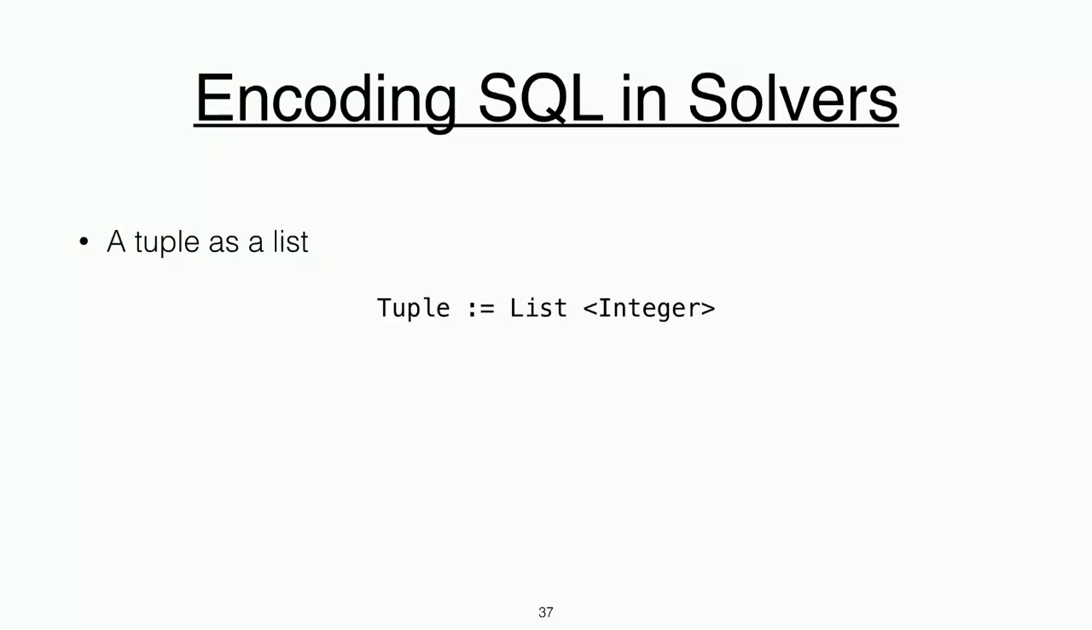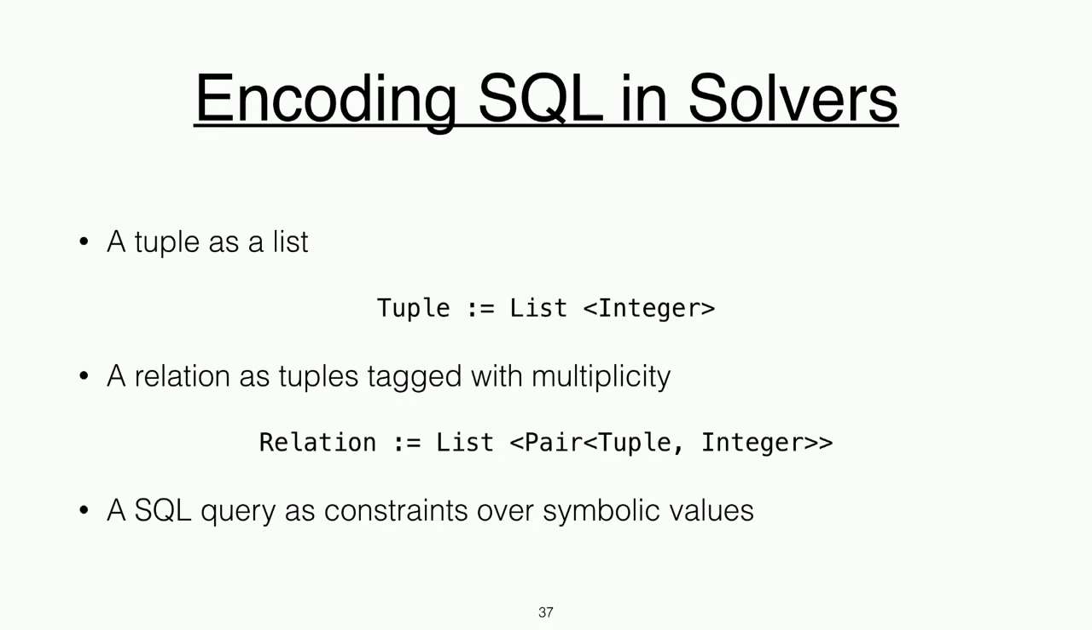I think the interesting question here is still, how can we encode SQL using a constraint solver? In fact, we didn't encode the SQL directly using a constraint solver, but we used a solver-aided language called Rosette. It's basically a record layer on top of Z3, and the encoding works like this. For SQL queries, we encode a tuple as a list.